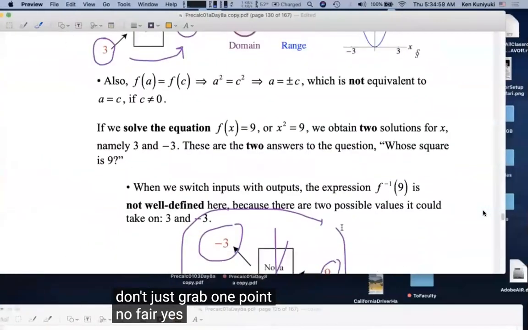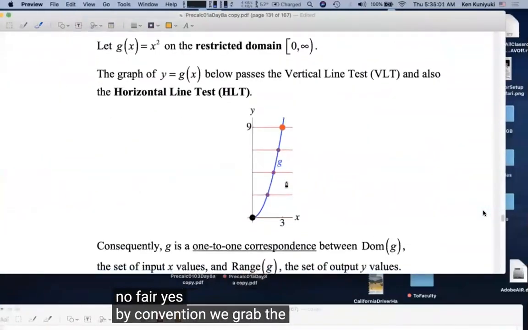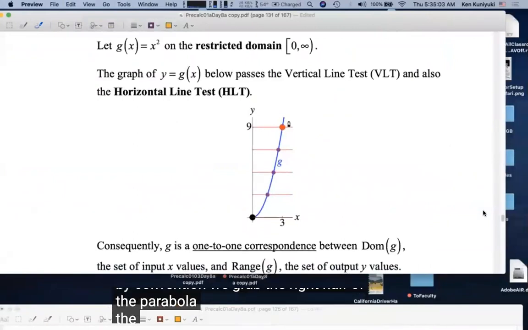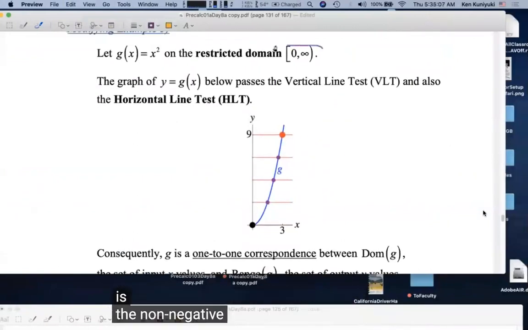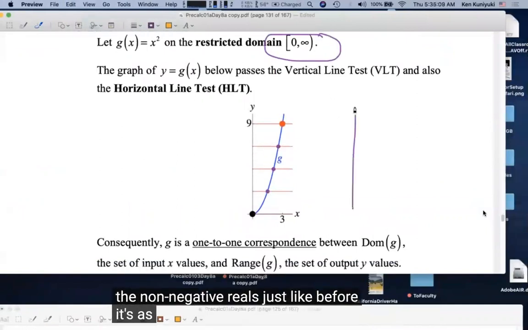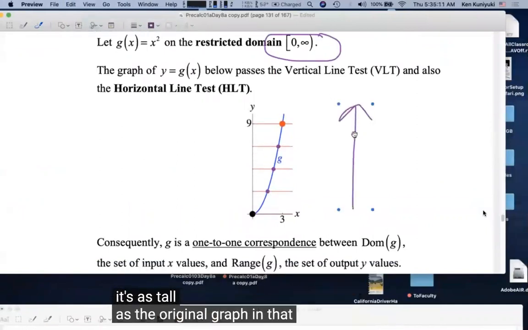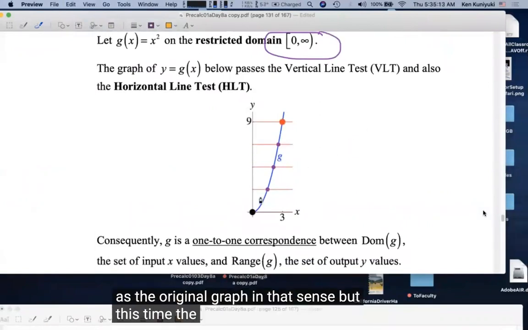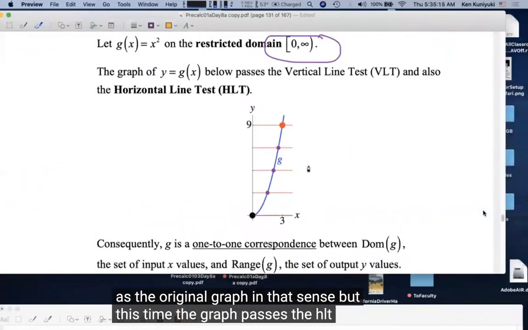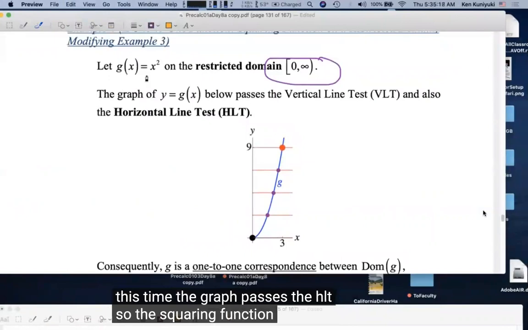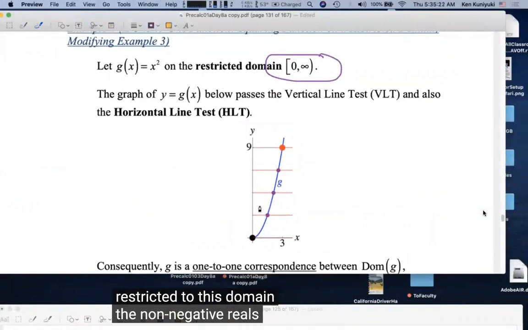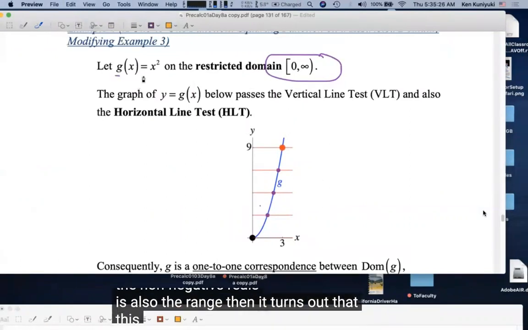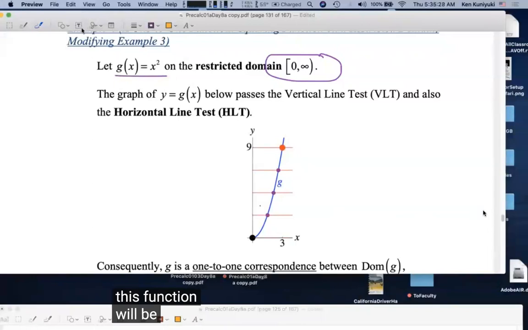Yes. By convention, we grab the right half of the parabola, the right half. You'll see that the range is the non-negative reals, just like before. It's as tall as the original graph in that sense. But this time, the graph passes the HLT. So the squaring function, if it's restricted to this domain, the non-negative reals, is also the range, then it turns out that this function will be invertible.